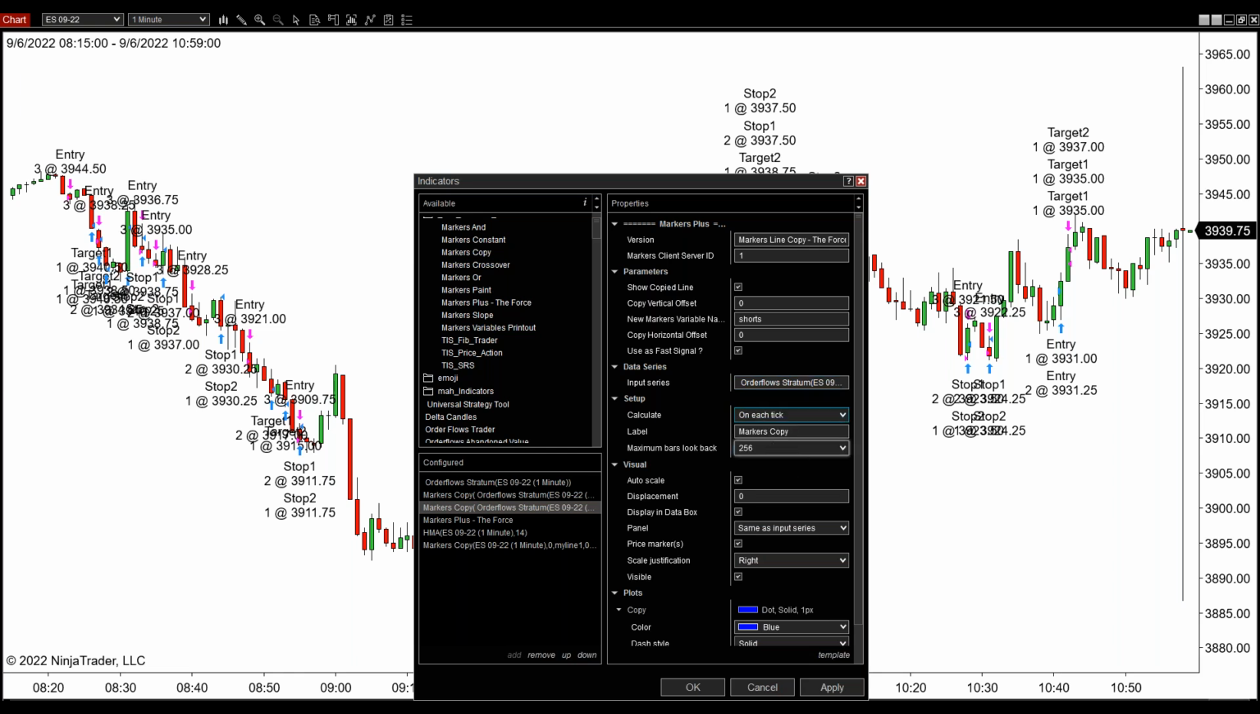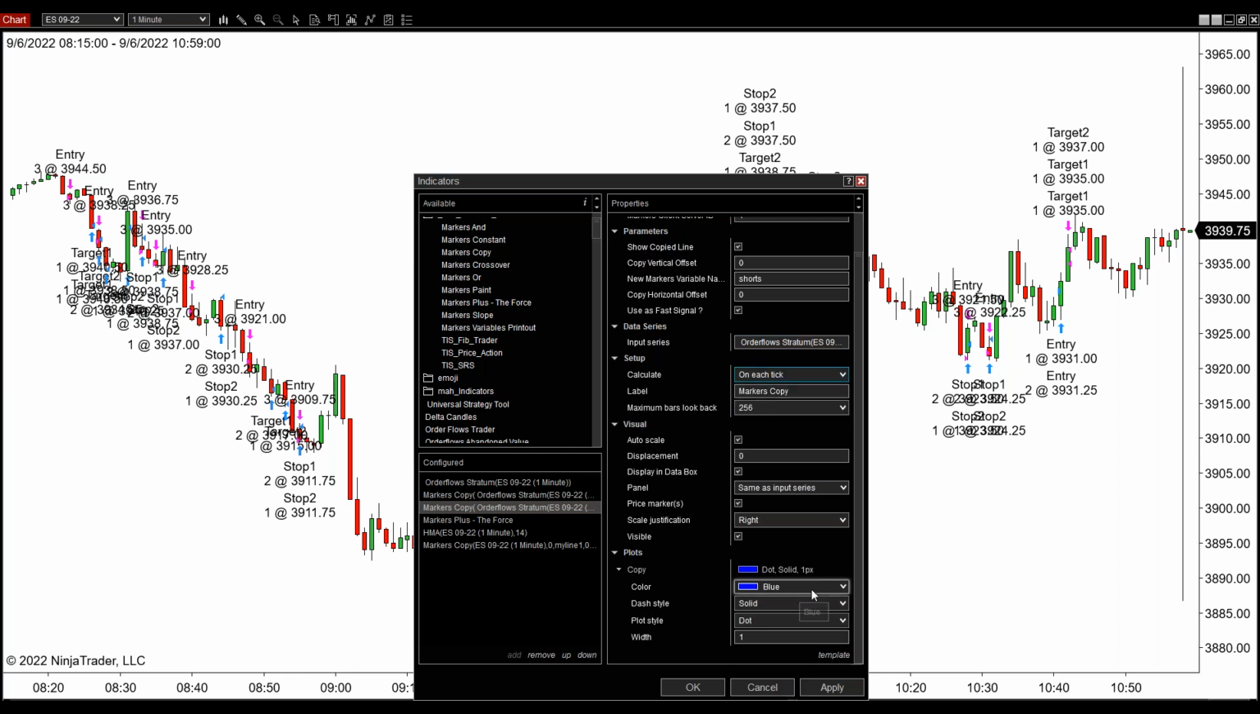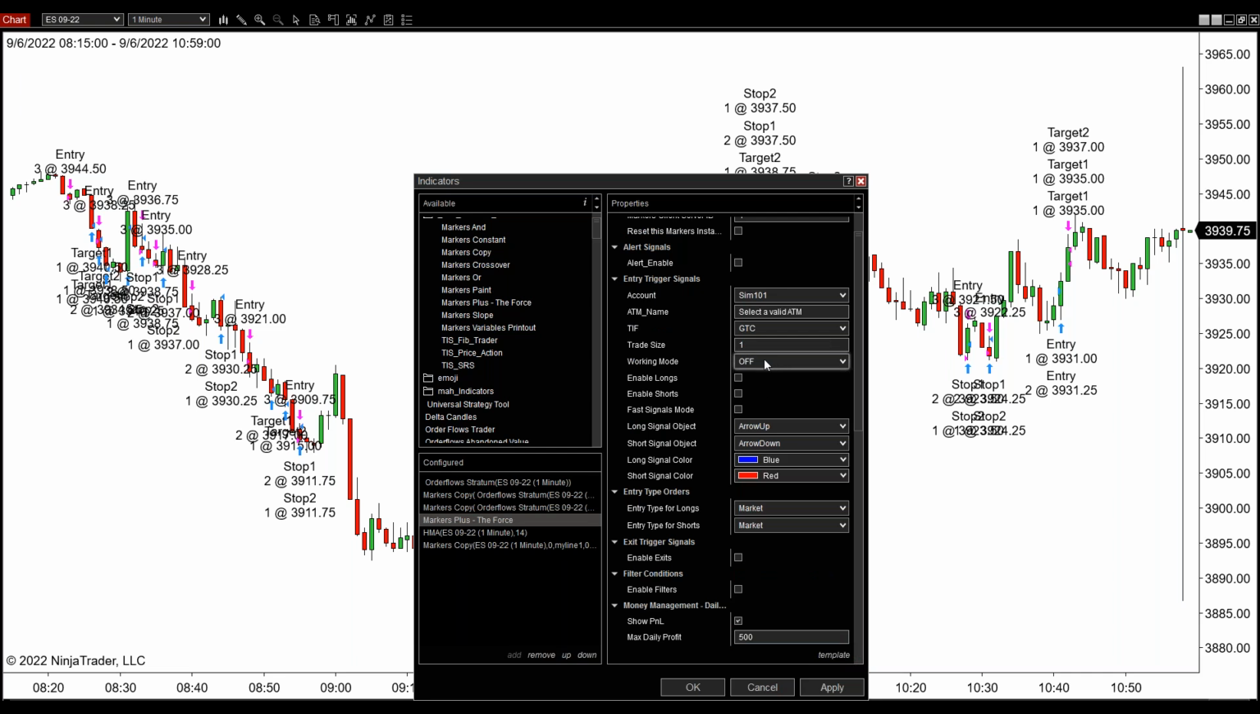And to on each tick. And I'll change this from blue to red. Triangle down. Yeah, let's keep it the same. I like to keep it the same. Now go into markers, the force.